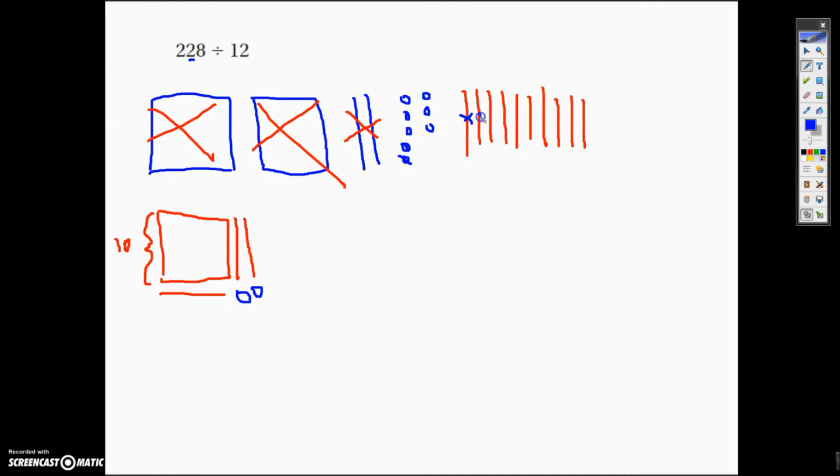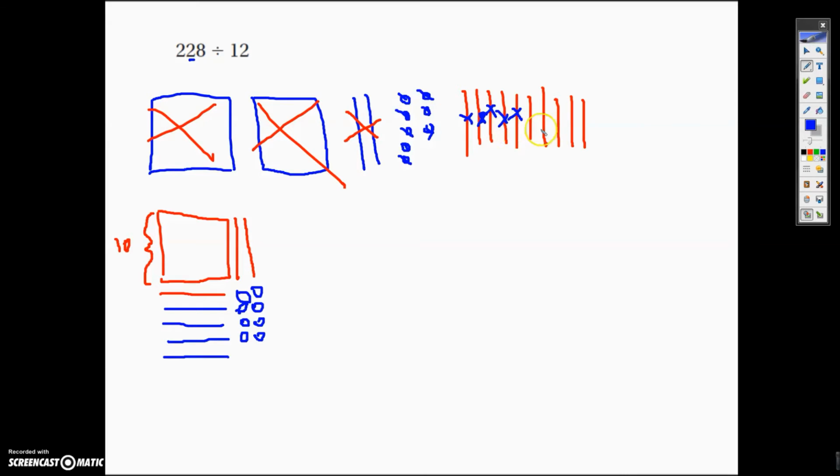I'm going to take another 10, and then 2 more of the ones. And then I'm going to take another 10, and then 2 more of the ones. I take another 10, 2 more of the ones, and another 10, and oh, there's no more ones.